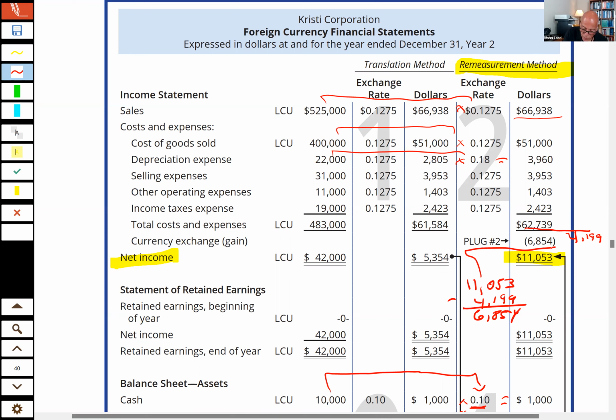That's reported on the income statement. That is part of income from continuing operations.